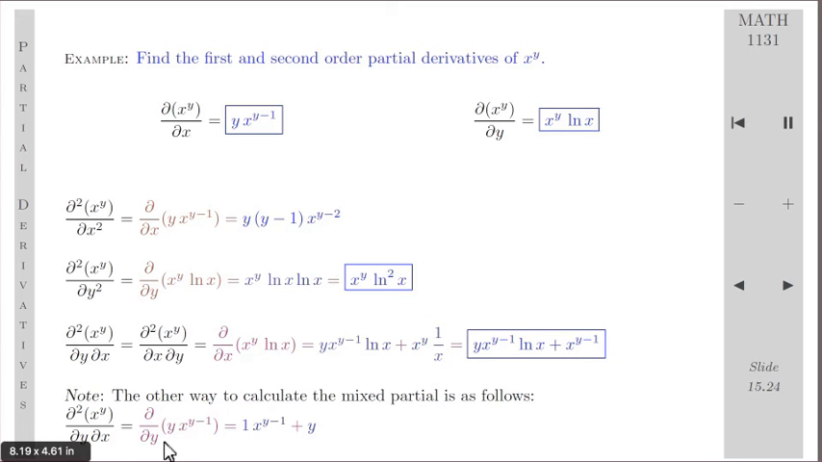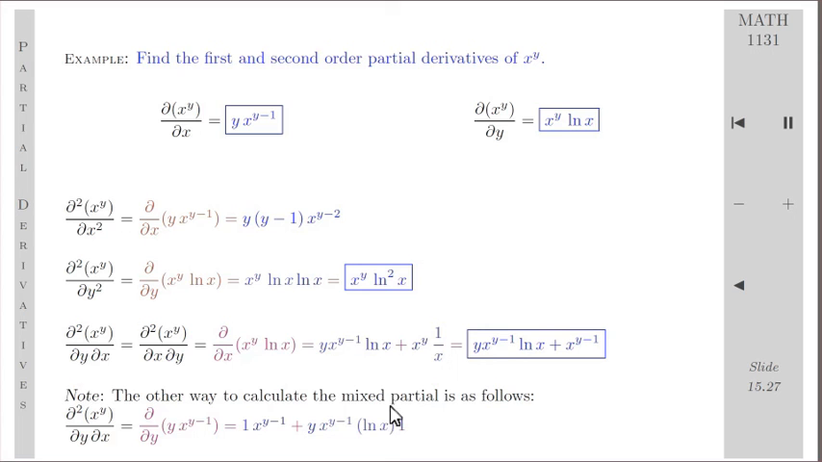I'm differentiating with respect to y, so I treat x as if it's a constant. So I have a constant to a variable power. So I have to use the rule for exponentials. I have the exponential times ln of the base times derivative of the exponent. The exponent is y minus 1, its derivative with respect to y is 1.